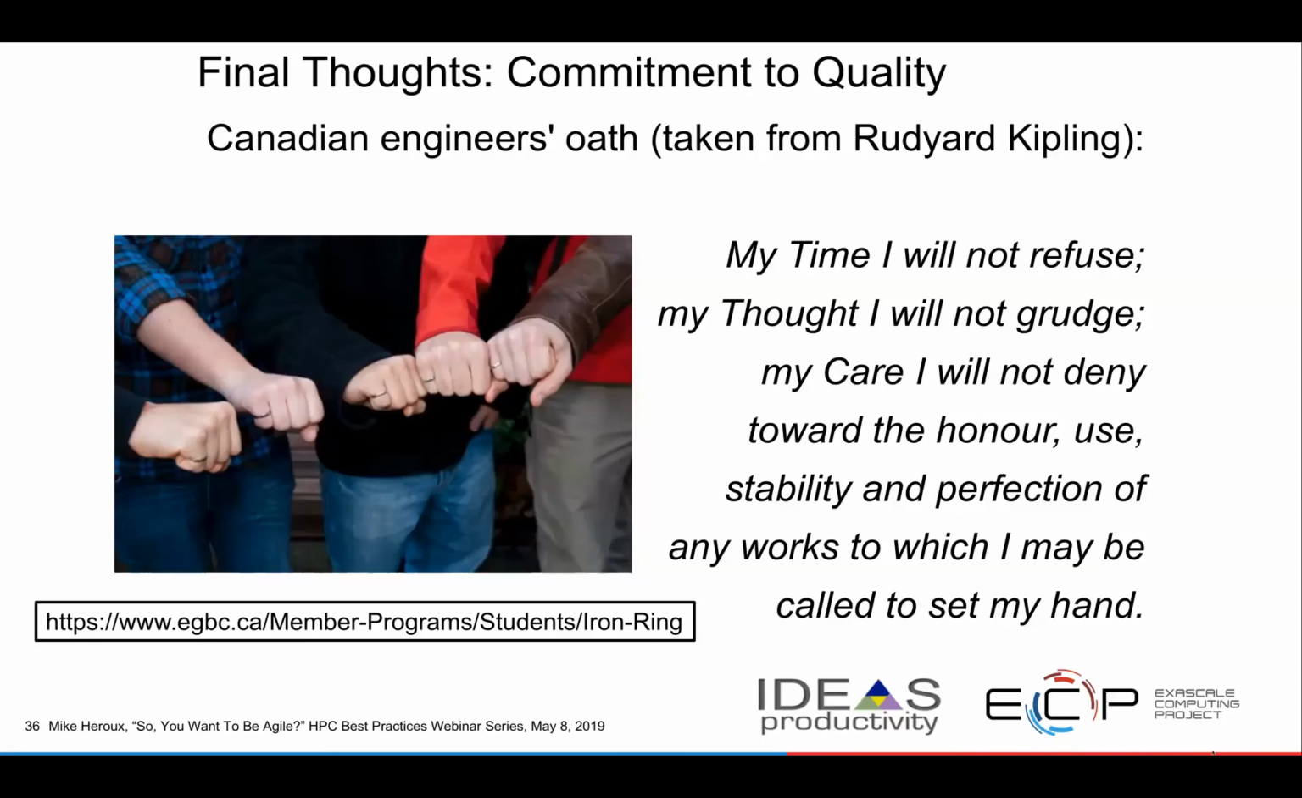And so just as an example, I stumbled upon this Canadian engineer's oath and this quote from the writer Rudyard Kipling. Each Canadian engineer gets that iron ring that you see on the pinky finger of the right hand. There are legends of where it came from, a failed bridge. I don't think it's true, but it's still kind of fun to say. And so it's a general commitment on the part of each person who's an engineer that they will live up to a standard. And I'd like to suggest the same thing for our team members.